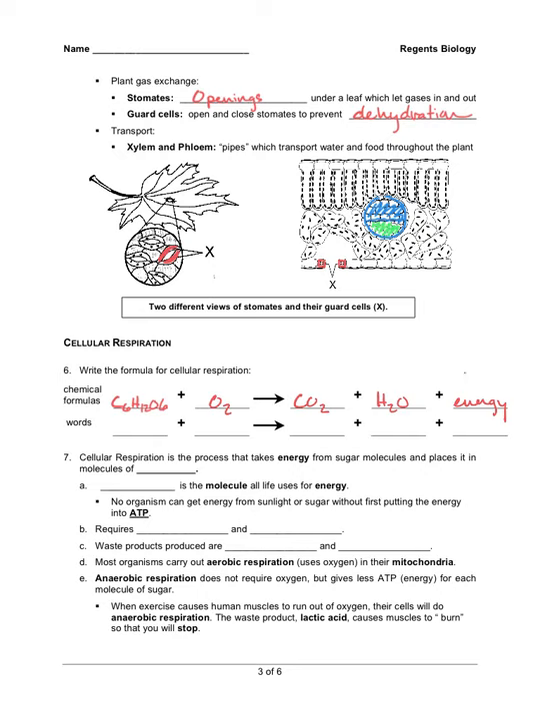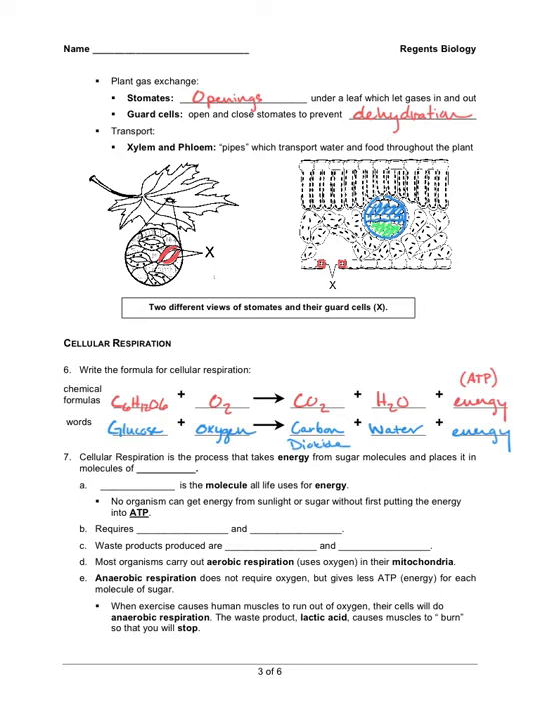Remember, the energy form that we're trapping energy in is ATP. Then we're going to go over the same thing with words, so you can just write glucose plus oxygen yields carbon dioxide, water, and energy.